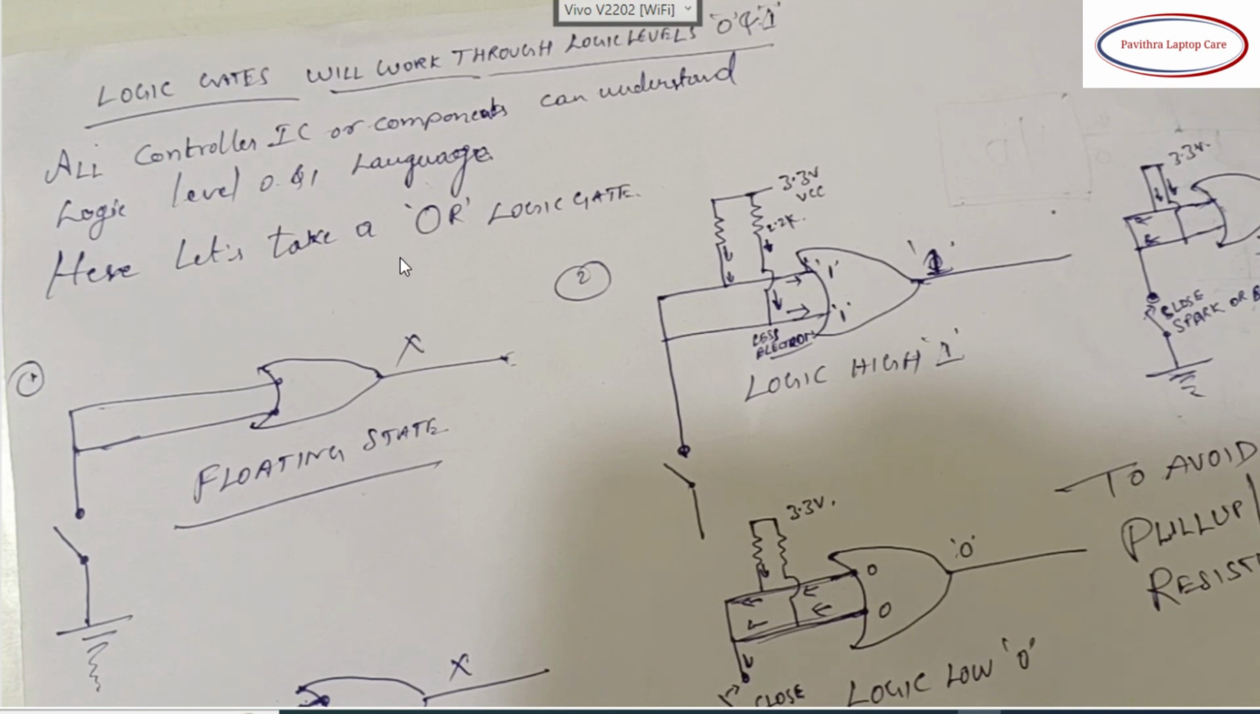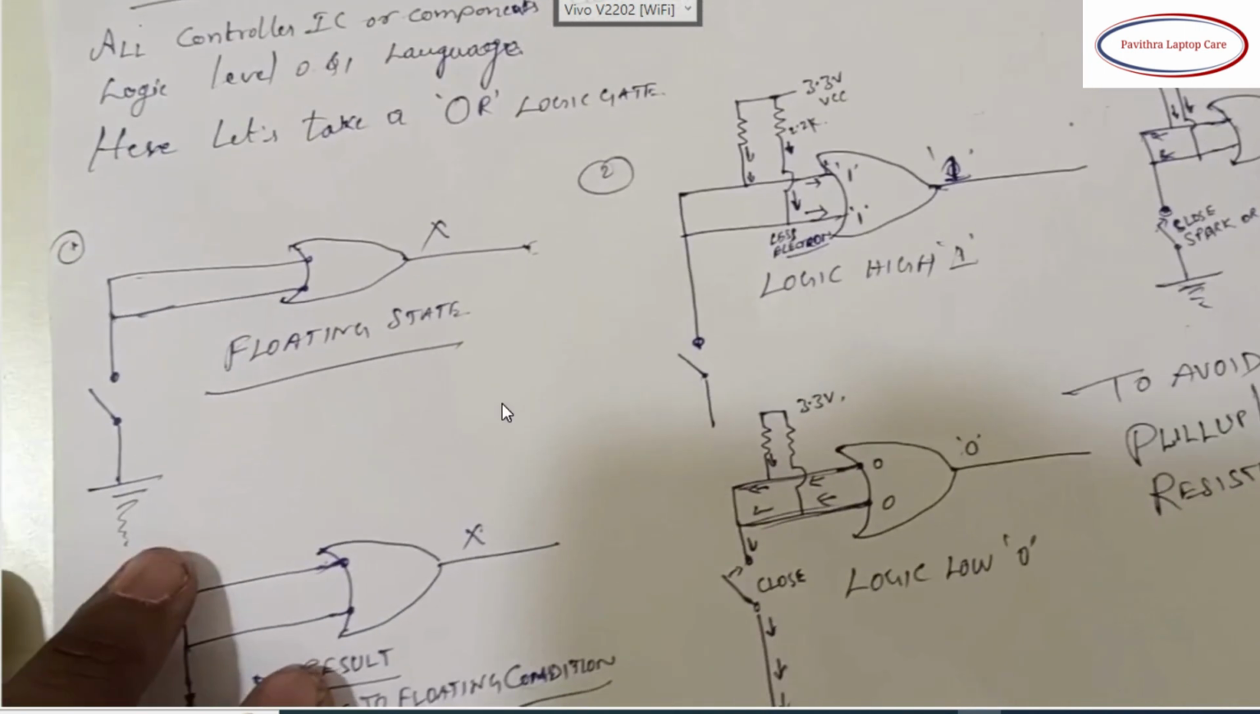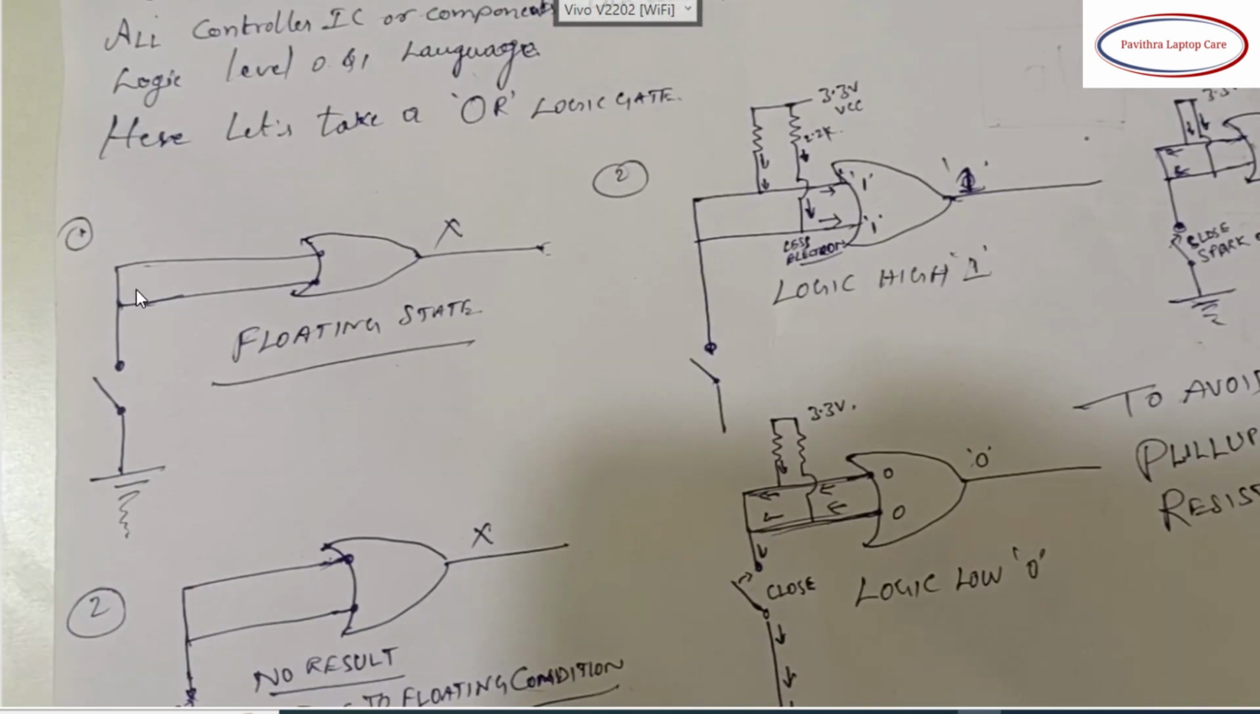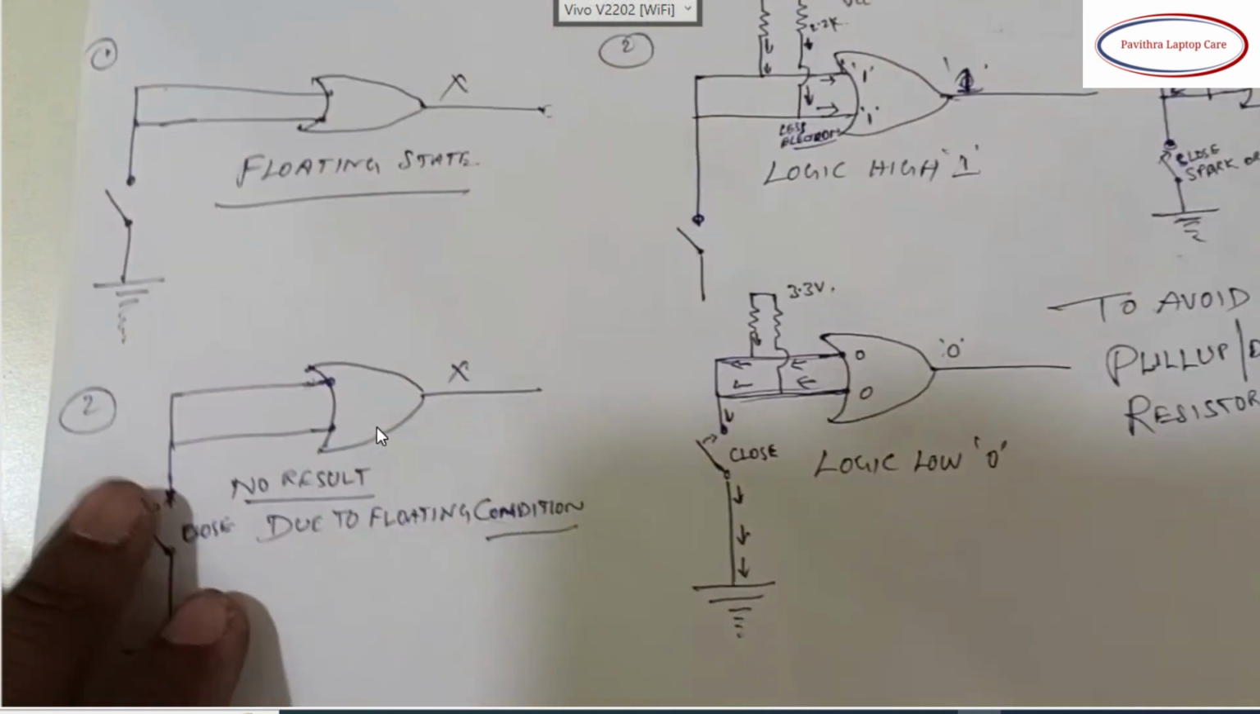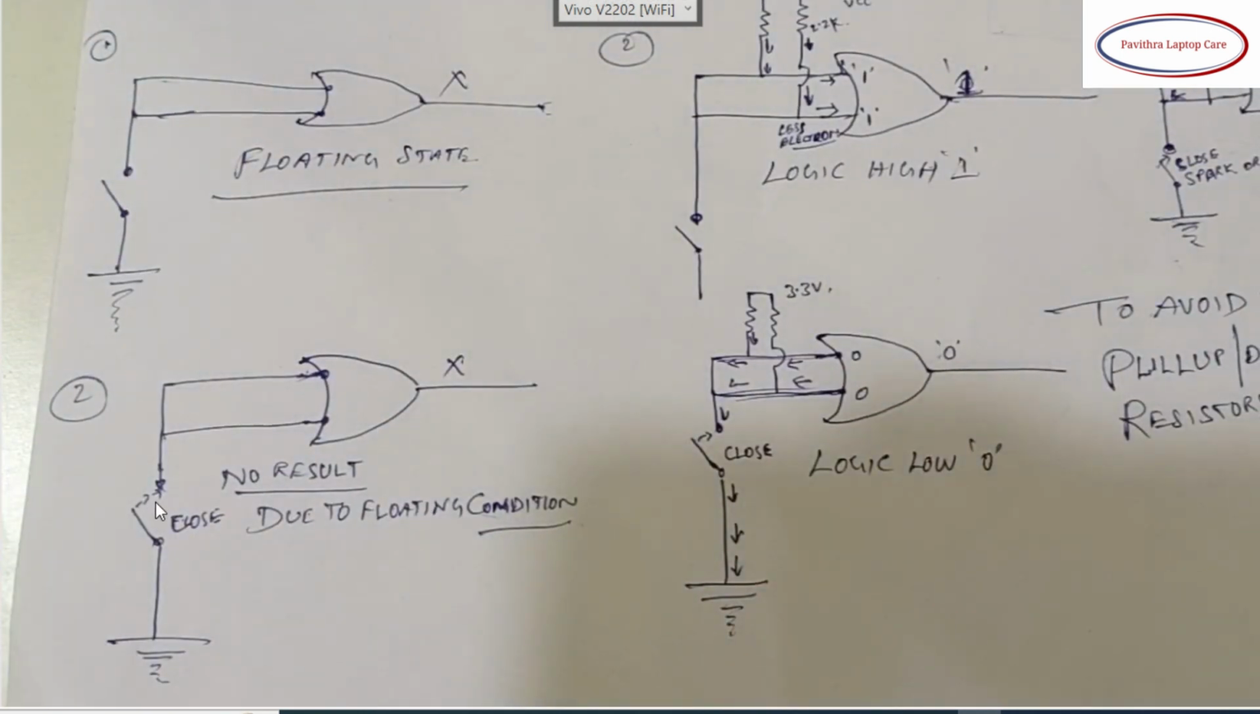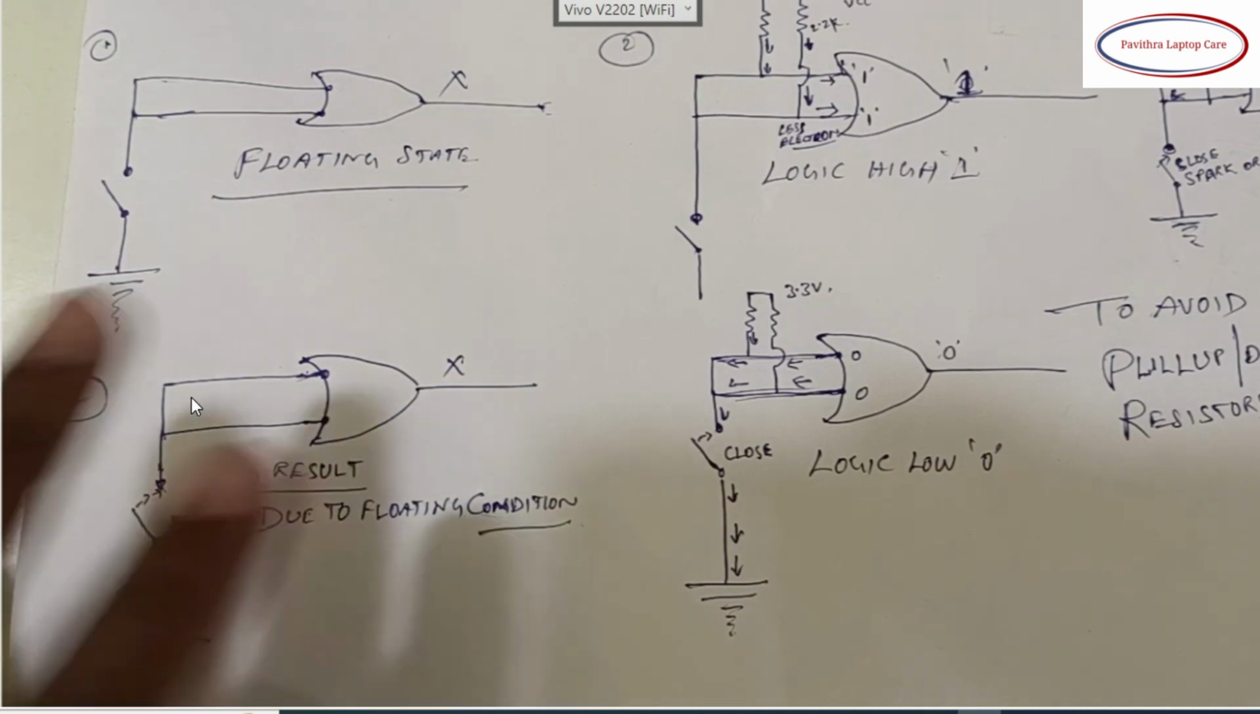Here let's take an OR gate. Okay, this is the OR gate. See, here 1 and 2 are the common point, and here one switch is in open condition, and there will be no meaning, because as I told, logic gates need some commands, zeros and ones, that only they will understand. If you connect the switch or connect the supply, there will be no result. Okay, it's a floating state. Even if you connect the circuit, due to the floating condition there will be no result. Okay, this is the first condition.